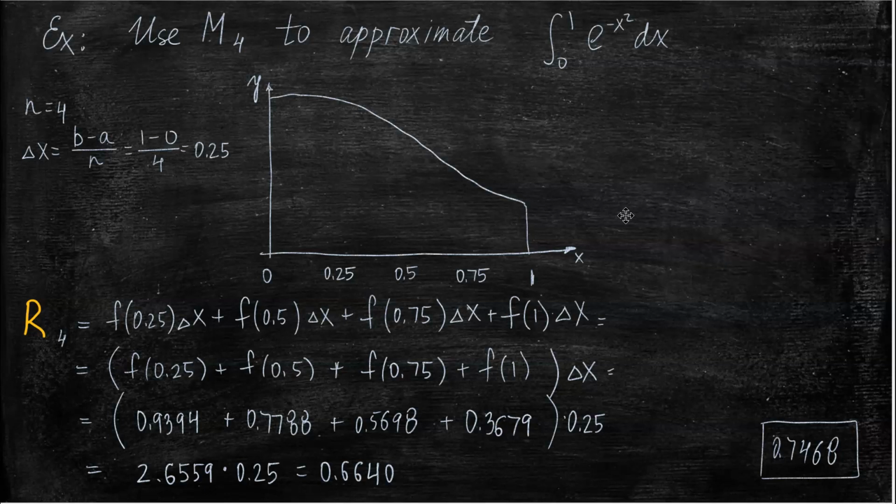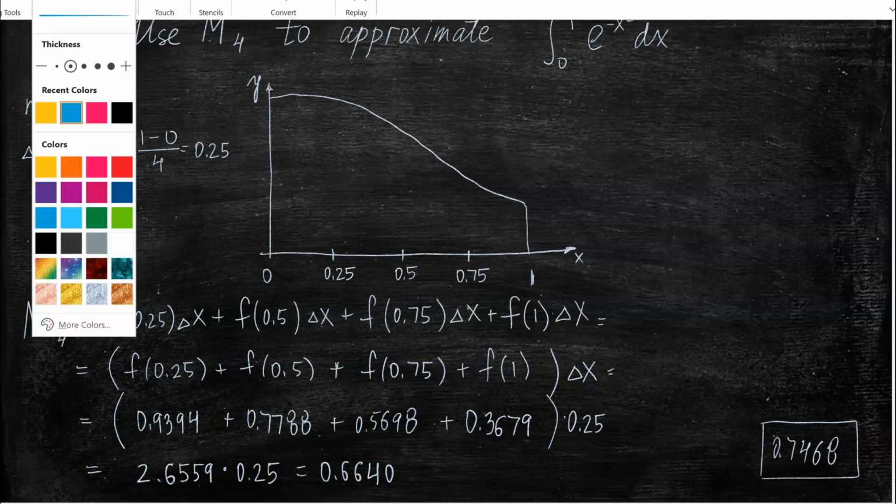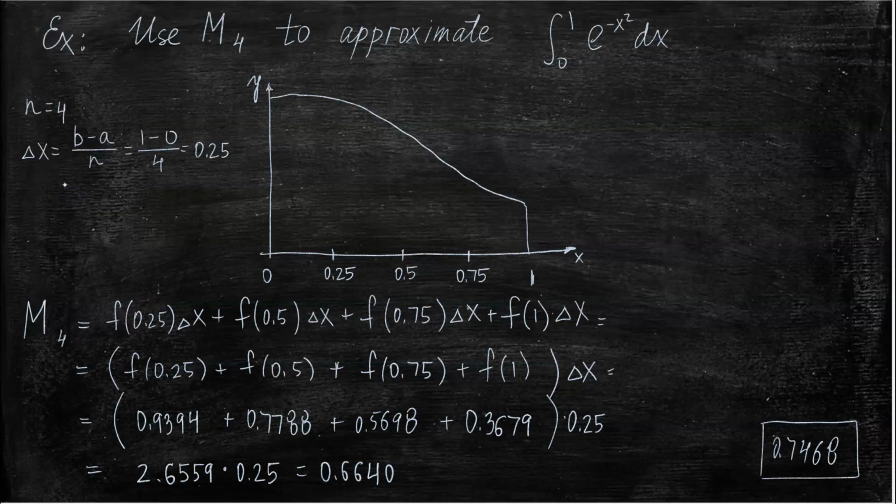That means we're going to have 4 rectangles as before. We're going to have a partition made of 4 intervals. But now, instead of picking the left or the right endpoints, we're going to pick the midpoint. And we're going to create a rectangle of the height equal to the value of the function at each of those midpoints.